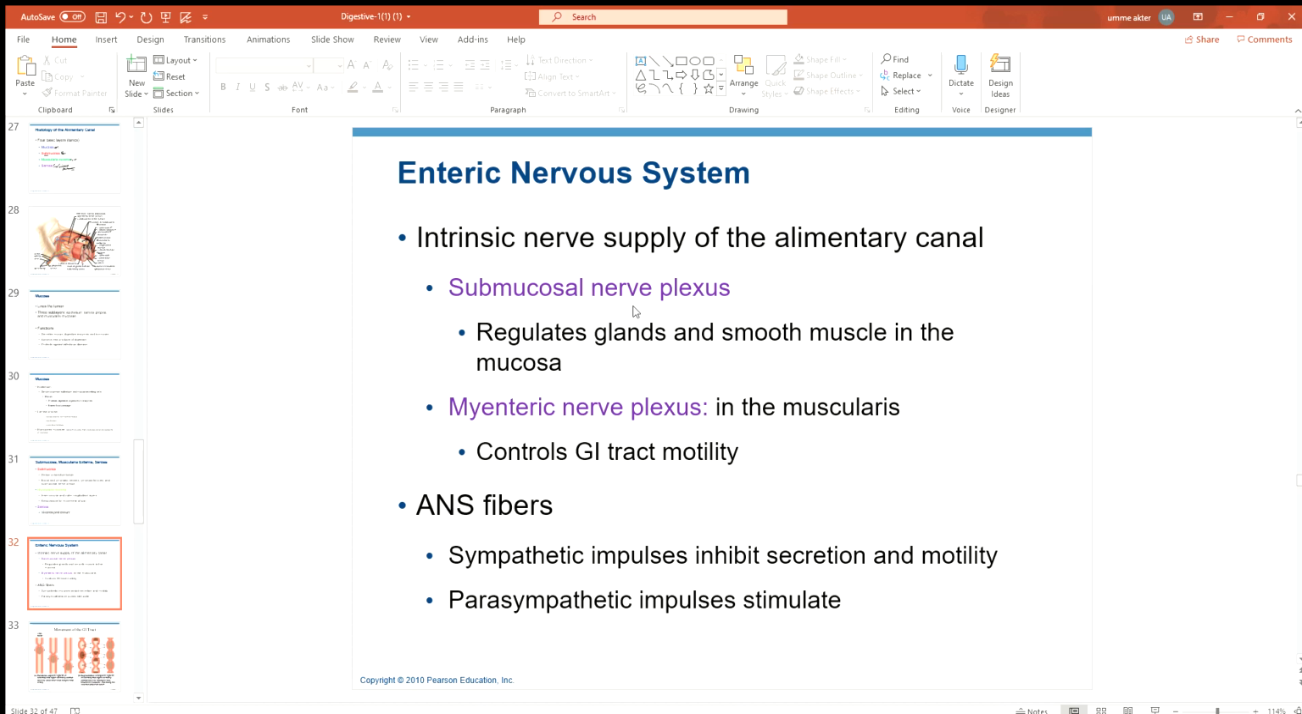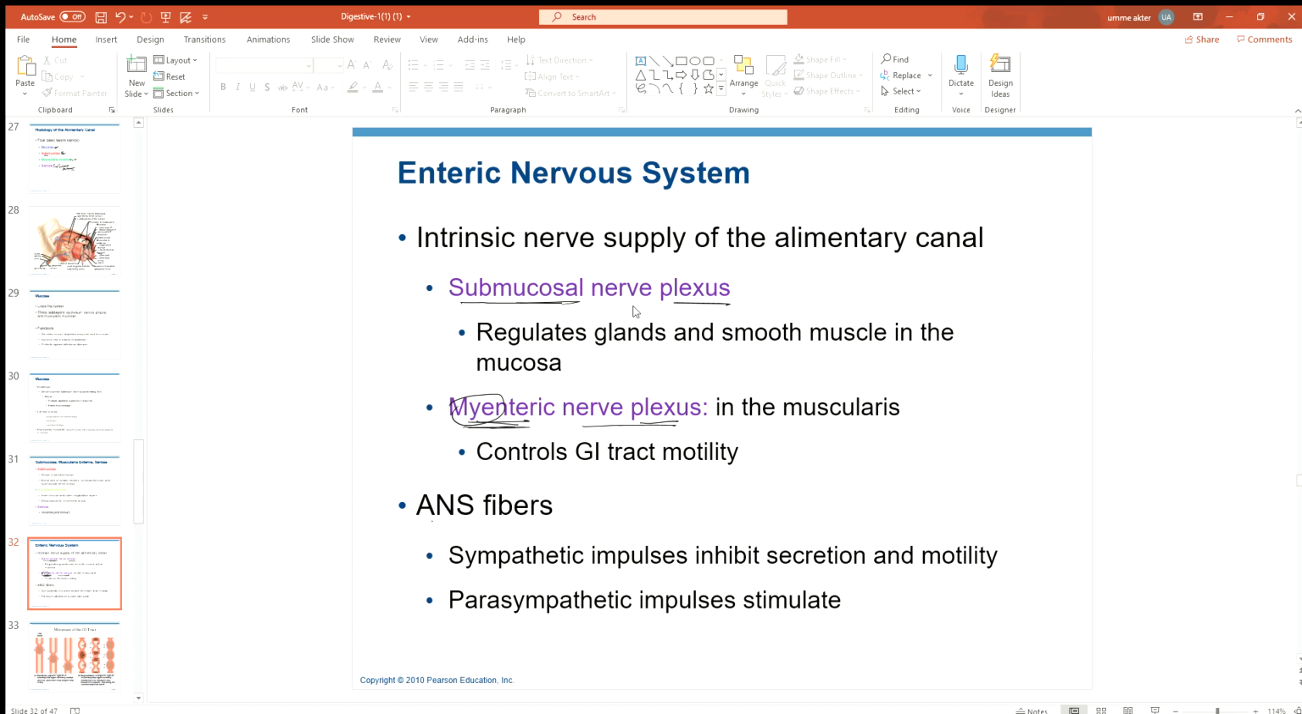In 2 layers, nerve plexuses or networks of nerves are present. One plexus is in submucosa, that is called the submucosal nerve plexus, and another is in the muscularis externa, in that thick smooth muscle layer, and that is called the myenteric. Myo means muscle, so myenteric nerve plexus. One in submucosa, one is in the muscle.